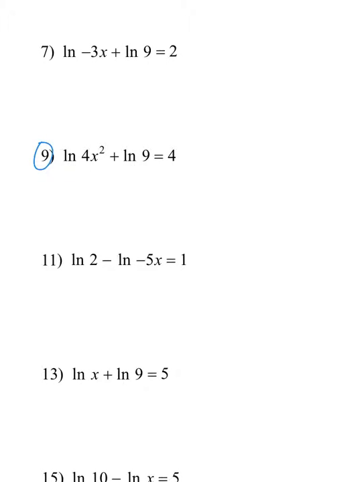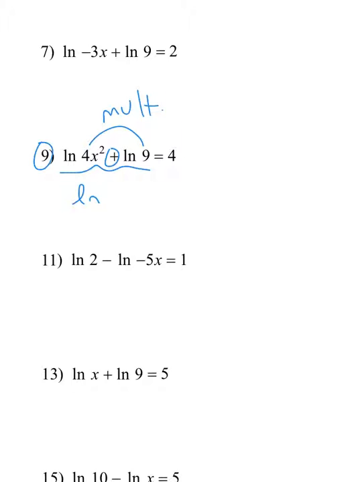Let's look at number 9 next. Notice again I have two natural log terms on this side. So what we're going to do is combine them into one natural log. So I'm going to write it as the natural log. And if I'm adding two logarithm terms, I multiply these. That was one of the properties with logarithms.